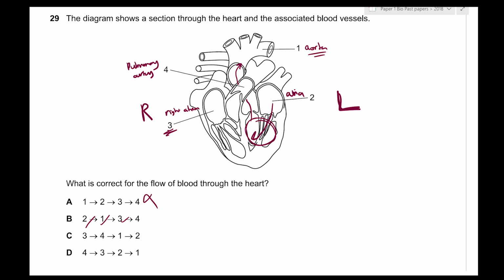Then for 3, it comes back to the vena cava, so this part here is the vena cava, to the right atrium. And this is deoxygenated blood, so this is also correct. And for 4, atrial systole takes place, blood goes to the ventricle, ventricular systole takes place, and blood goes out to the pulmonary artery, deoxygenated blood, to go to the lungs to get oxygenated. Therefore, this order seems to be correct, and the answer must be B.